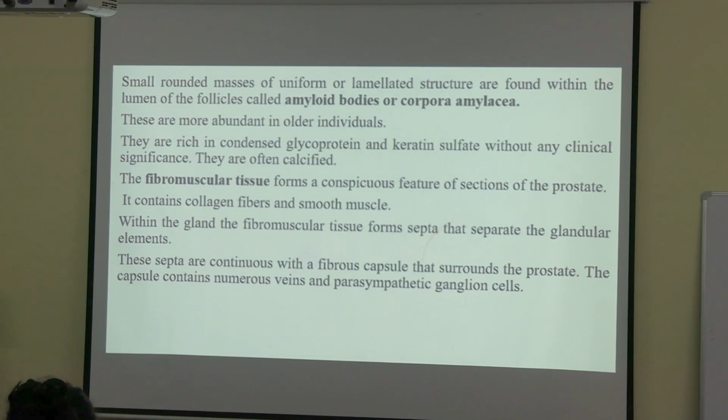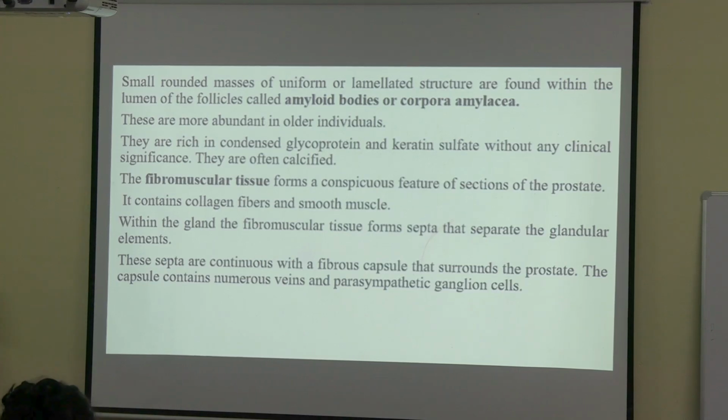Next, inside the follicles, round masses of uniform or lamellated structures are found within the lumen of the follicles. These are called amyloid bodies or corpora amylacea. This is an important identifying feature of the prostate, and mostly they are found in older people. They are abundant in older individuals.